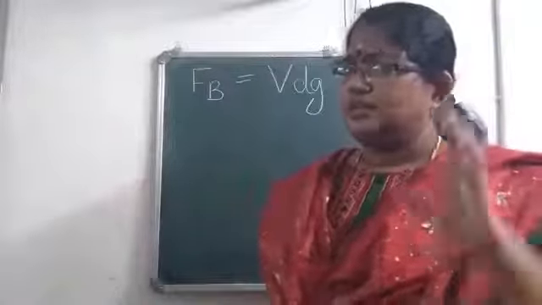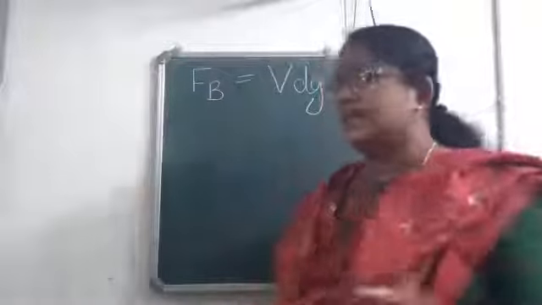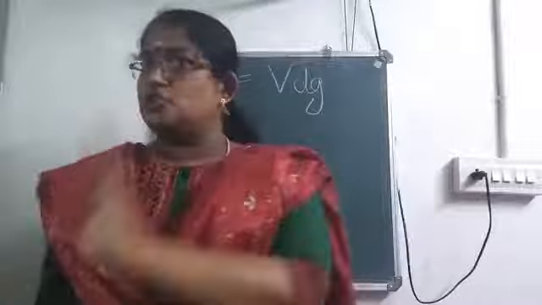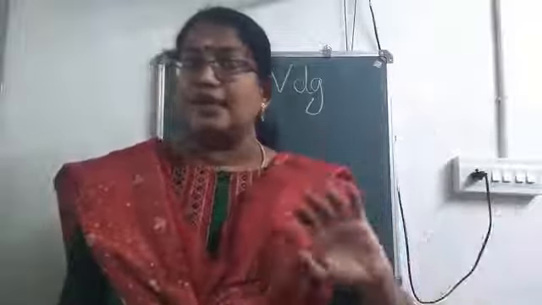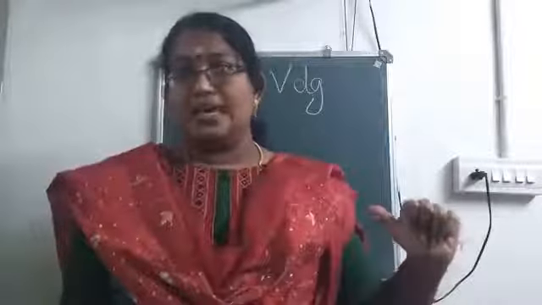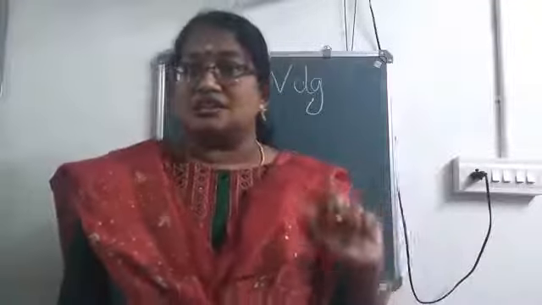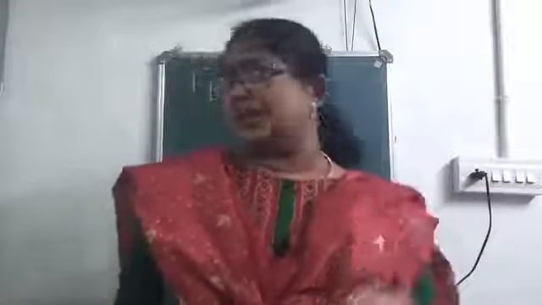Is it clear? Learn this equation by heart. Upthrust FB is equal to VDG. V is the volume of the immersed part of the body. D is the density of the liquid. And G is the acceleration due to gravity.